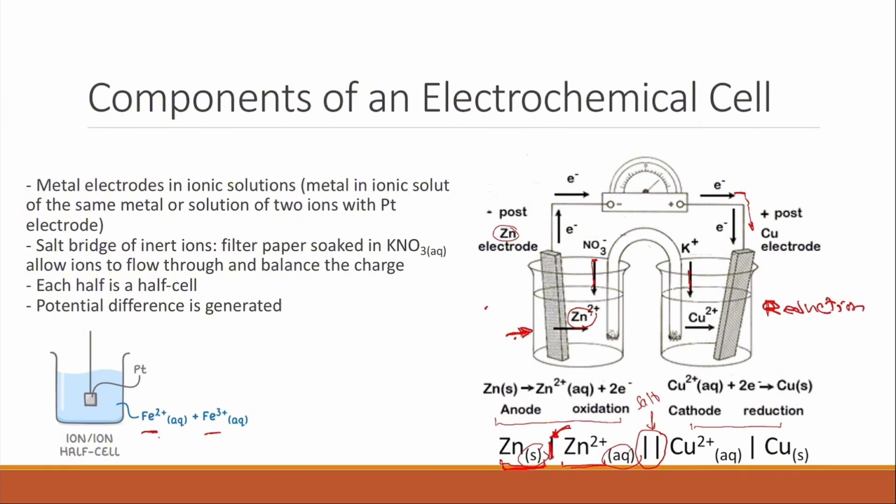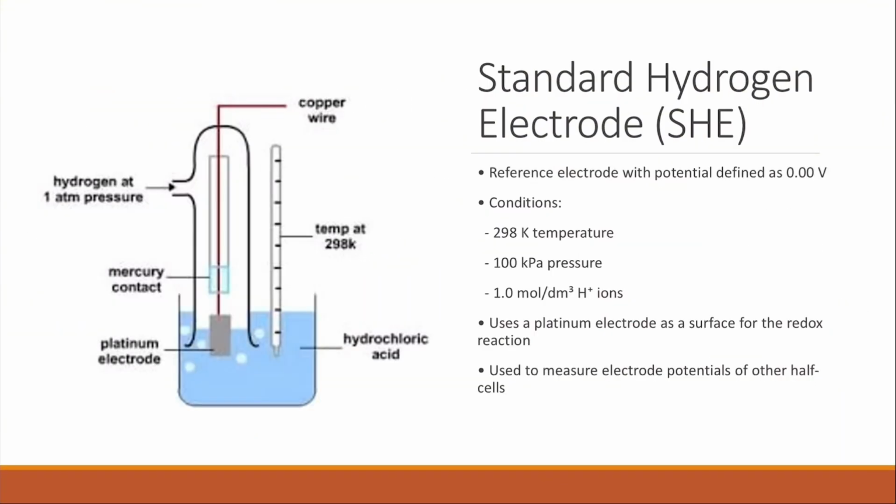And then we would write the reduction half cell. We start with the species that's going to be reduced, which is the copper ion, and then don't forget the phase boundary, and then the copper solid. So this is how you represent the electrochemical cell. Start with the oxidation and then the reduction.